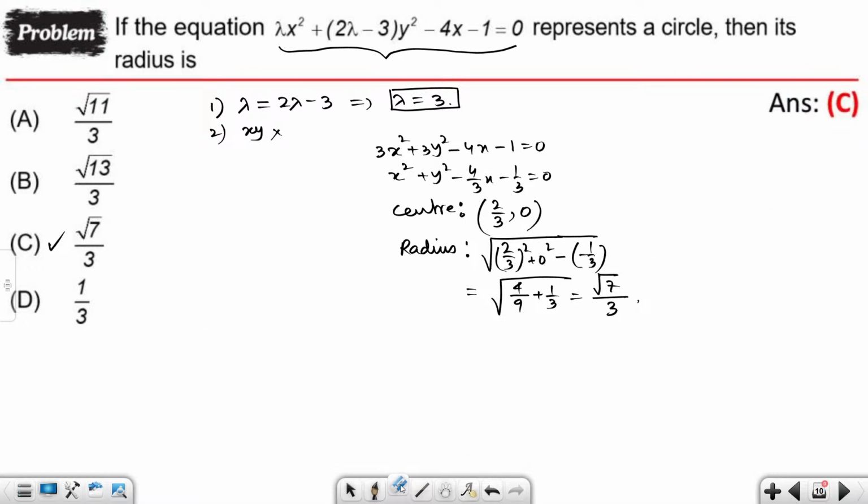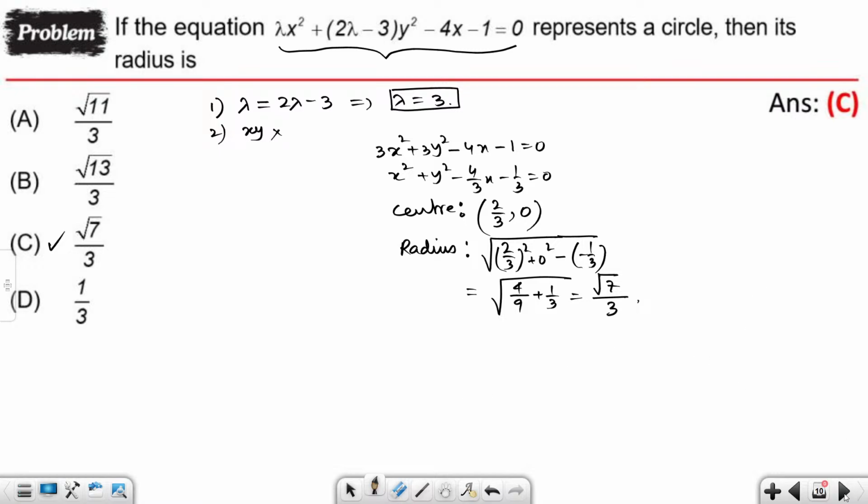So what we have learned from here is that whenever a general second degree equation is given, as I have mentioned in the previous slide, you must always see that the coefficient of x square and coefficient of y square are the same, and there should not be any term containing xy. And after getting this, the moment you have the equation of the circle, you can find out its center, you can find out its radius too. Okay, so that's exactly what I have done here.